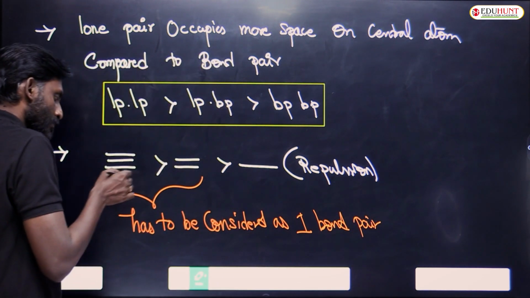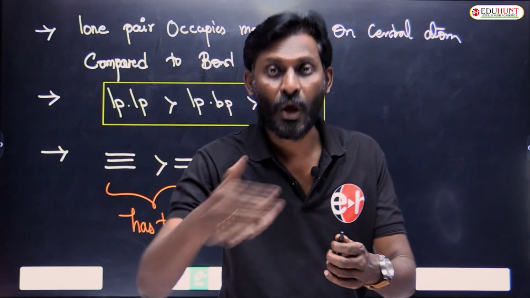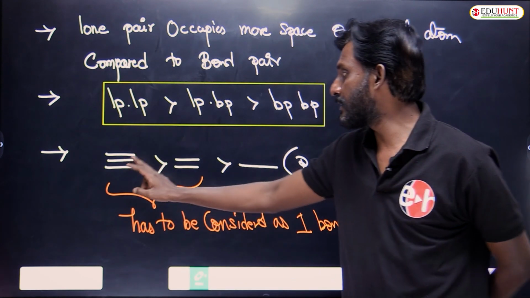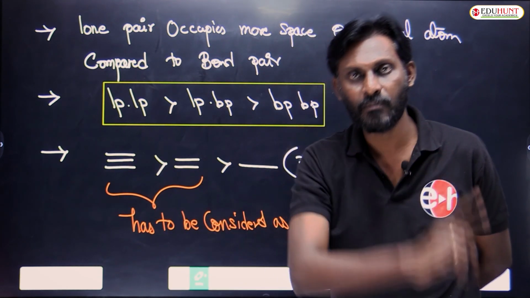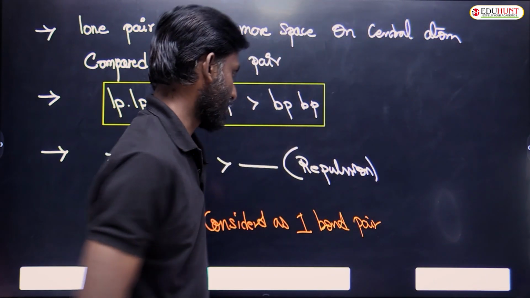See, in a triple bond there are 3 bond pairs, but in the process of determining the geometry from VSEPR theory, please consider a triple bond as a single bond and a double bond as a single bond. A single bond is already a single bond. Okay, let me explain this concept.